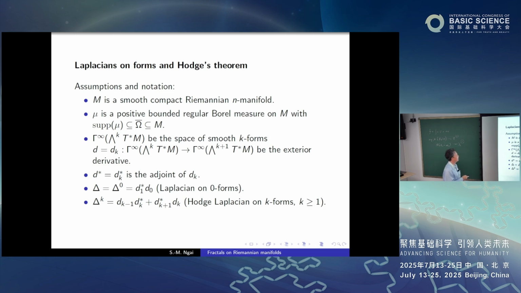So again, we have a smooth M, a compact Riemannian manifold. For non-compact manifolds there are other results, but I'm not going to talk about them. Mu is a measure supported on omega bar, a subset of M, and these are the space of smooth K forms.